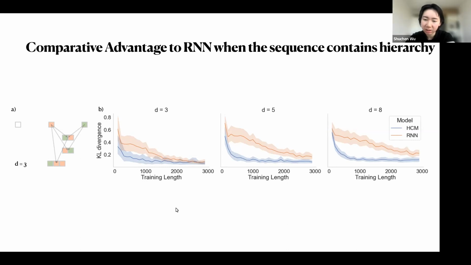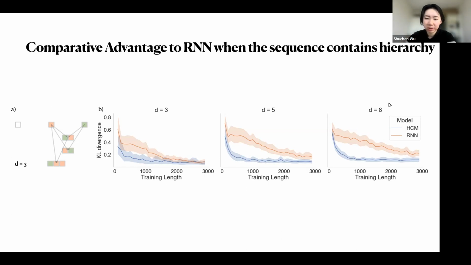When the number of recombinations increases in the graph, so D equals 8 means there are 8 different chunks being created in the generative model, then there is a bigger learning advantage for HCM compared to a recurrent neural network.